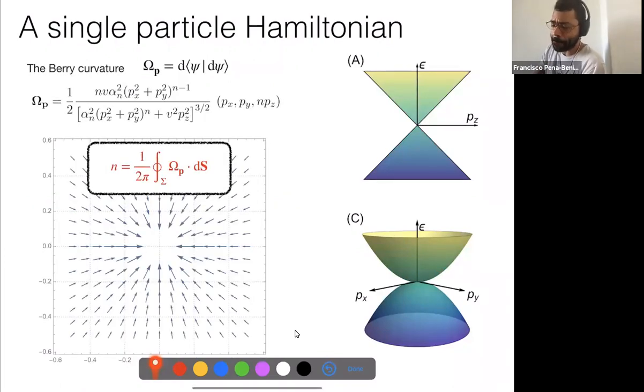As I mentioned also, one feature of those systems is that they have a Berry curvature that is not trivial, and this Berry curvature is monopole-like with a charge that takes an integer value. So if you compute the Berry curvature for the Hamiltonian I showed before, you get this expression that is not particularly illuminating, but here I'm plotting a projection of that vector field, and you see how in the center we have a singularity, some sort of monopole. If you take an arbitrary surface surrounding the k equals zero point and compute the flux of that quantity, you will conclude that the flux is precisely n, the integer I mentioned before.